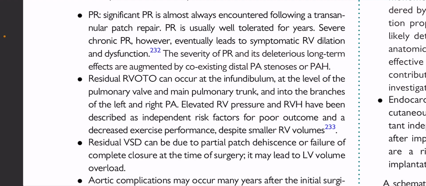Elevated RV pressure and right ventricular hypertrophy have been described as independent risk factors for poor outcome and decreased exercise performance despite smaller RV volumes. Residual VSD can be due to partial patch dehiscence or failure of complete closure at the time of surgery. It may lead to LV volume overload.